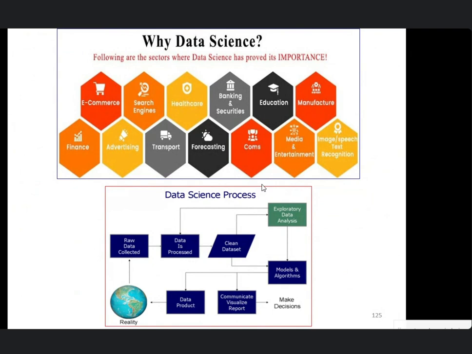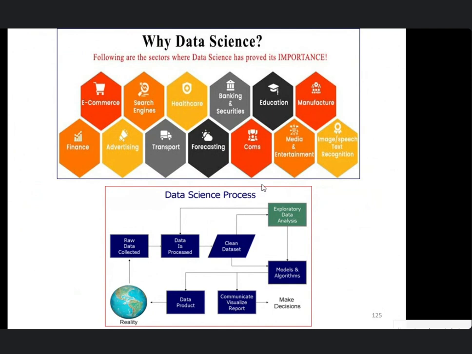Companies are increasing their business because they are applying data science tools and techniques like recommender engines. So if you purchase an iPhone 15 Pro today, tomorrow it is asking, would you like to purchase iPhone 16 Pro Max? That means e-commerce companies are increasing their business with the help of data science tools and techniques. Likewise, search engines, healthcare, banking and securities, education, manufacturing, finance, advertising, transport, forecasting, media and entertainment, image, speech, and text recognition. These are the various sectors where data science has proved its importance.